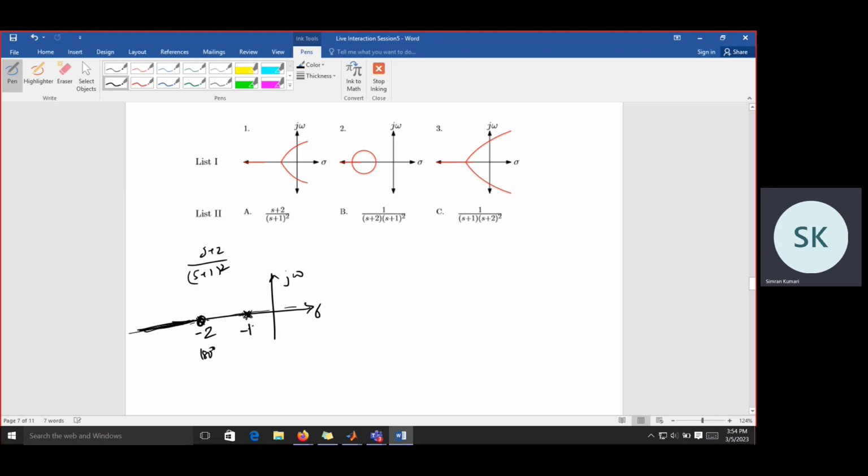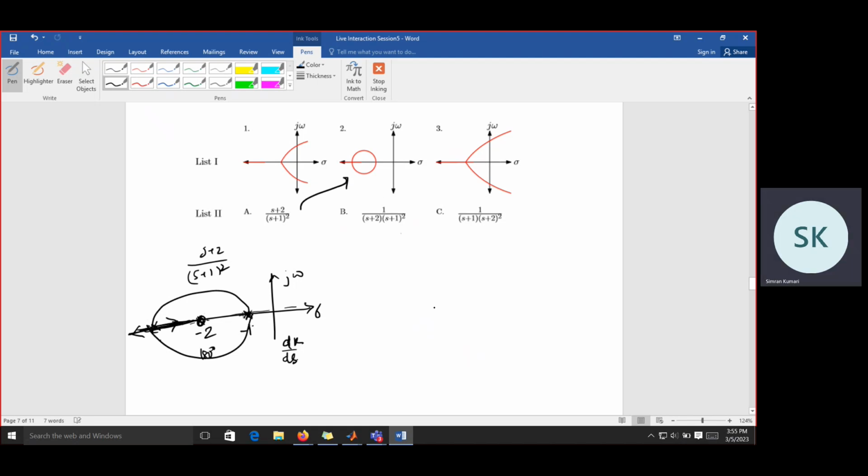Okay. Now these two will break away because one will go to 0, one will reach infinity. So we have to find this breakaway point. And if we compute this dK by ds, we'll get some point here. This will go like this. One pole will move to this 0 and one will go to infinity. So for this one, this is the root locus.